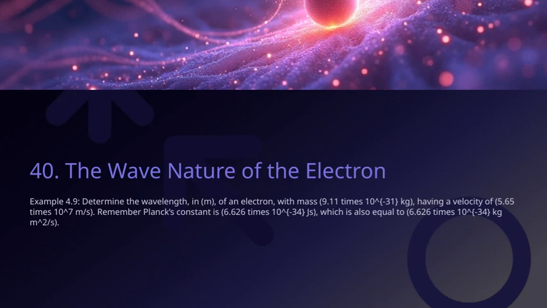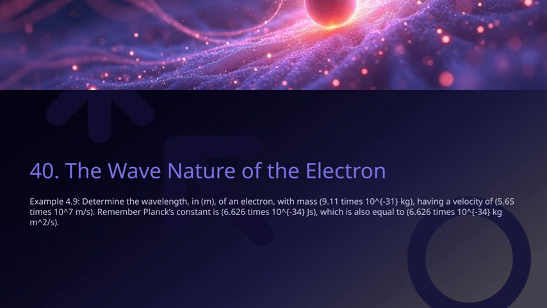Let's walk through an example to find the wavelength of an electron. Suppose we have an electron with a mass of 9.11 times 10 to the minus 31 kilograms, and it's moving at a velocity of 5.65 times 10 to the 7 meters per second. Remember, Planck's constant is 6.626 times 10 to the minus 34 joule seconds, which is also equal to 6.626 times 10 to the minus 34 kilogram meter squared per second.